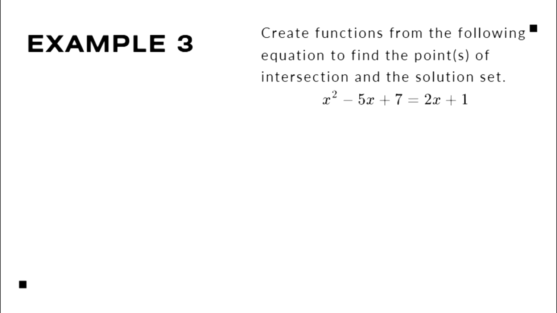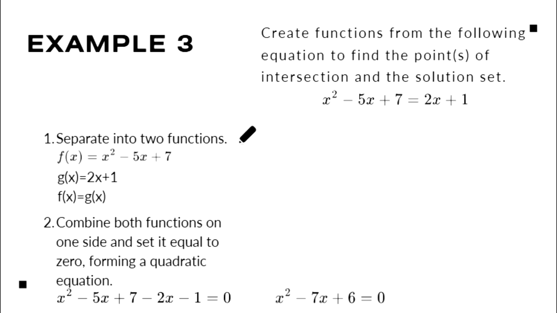Here's example number 3. Create functions from the following equation to find the points of intersection and the solution set. So it wants both the points of intersection and the solution set this time. And here's our formula. We'll go through this step by step together. So first you separate it into 2 functions. This is function 1, and we're going to call it f of x. This is function 2. We'll call it g of x, and we have to remind ourselves that the original problem is f of x is equal to g of x.